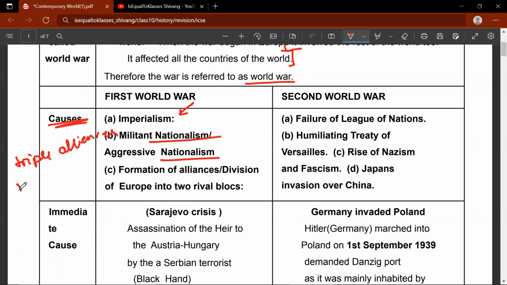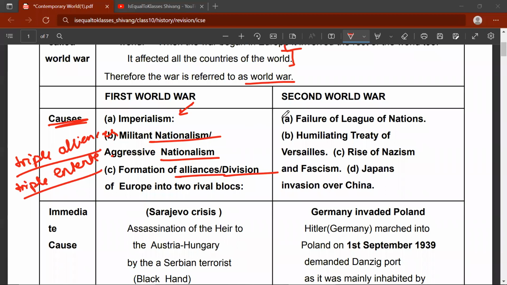And the other was the Triple Entente. I don't think this is the right pronunciation, I'll just pronounce it as 'entent'. These are the two alliances that were made in Europe before 1914. Then formation of alliances and division, which we've already covered, of Europe into two rival blocs. Okay, and then we move on to the causes of the Second World War.